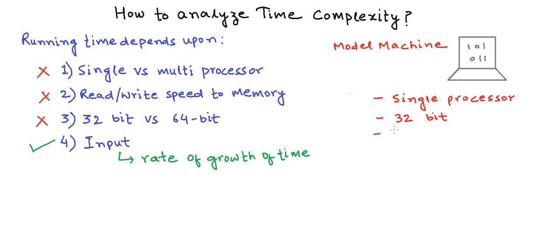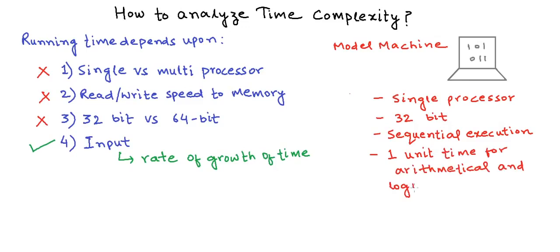It executes the instructions in the program sequentially, and let us say it takes 1 unit of time for simple arithmetical and logical operations like addition, subtraction, multiplication, division. So 1 unit time for arithmetical and logical operations. And it also takes 1 unit of time for assignment to a variable, and also 1 unit of time to return from a function. So 1 unit for assignment and return, and let's say all other costs are negligible and we do not account for it.